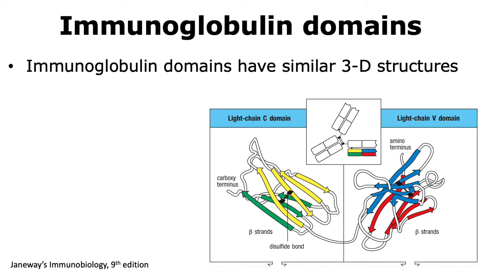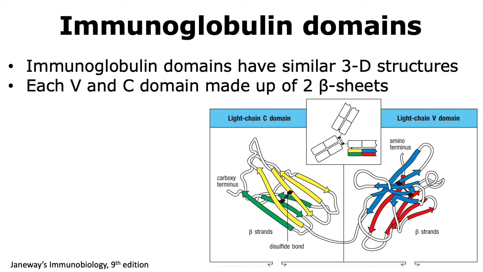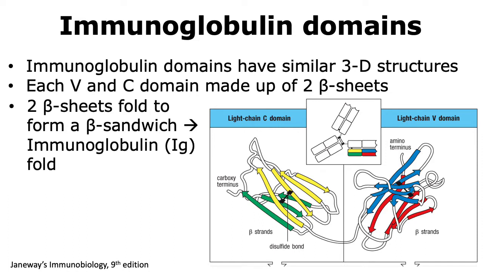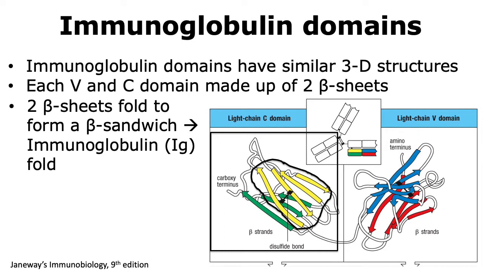All immunoglobulin domains have a similar 3-dimensional structure, and they're rich in beta strands. So both the V and C domain of the heavy chain as well as the light chain is made up of 2 beta sheets. These beta sheets fold to form a beta sandwich, and if you focus on the figure that's shown in the black box, we can see the 2 beta sheets. So here's the first one that you can observe that is formed by the yellow colored beta strands, and the second beta sheet is the one that is formed by the green colored beta strands.